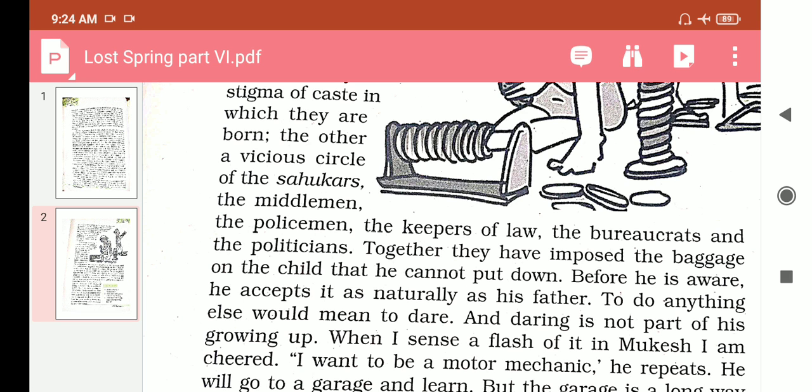Here are some words. Spiral here means a never ending continuous process. Apathy here means a lack of concern. Greed means intense and selfish desire for something. Distinct means separate, different. Stigma means dishonor. Bureaucrats means government officials. Imposed means forced upon. Baggage means burden. To dare means to do something courageous. These were some difficult words. I have told you their meanings.